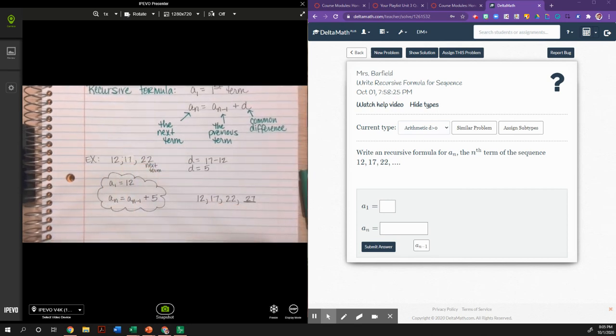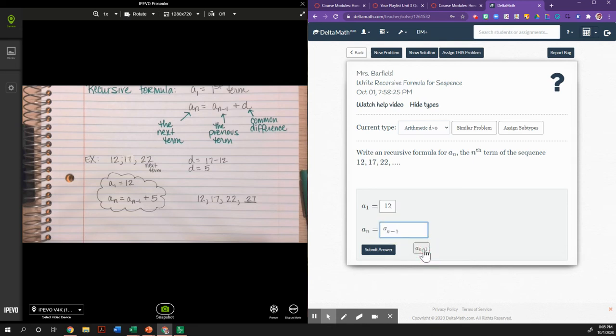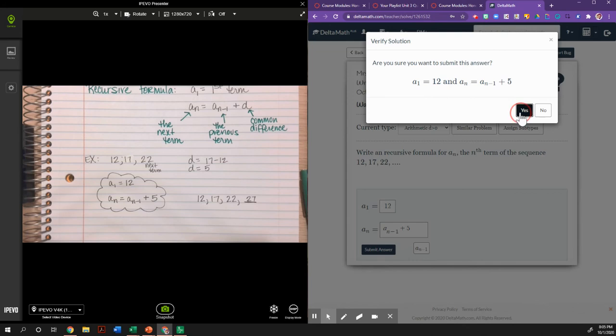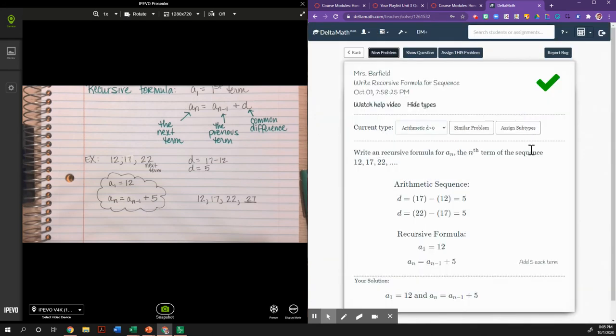So now I'm just going to go over here and type 12. And then here I'm going to use the button, a sub n minus 1. Then I'm going to type plus 5. I'm going to submit my answer. And there you go.